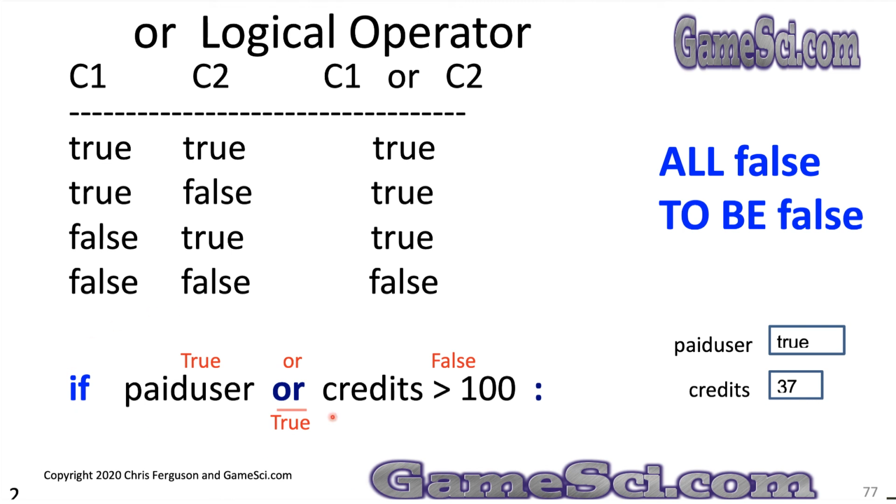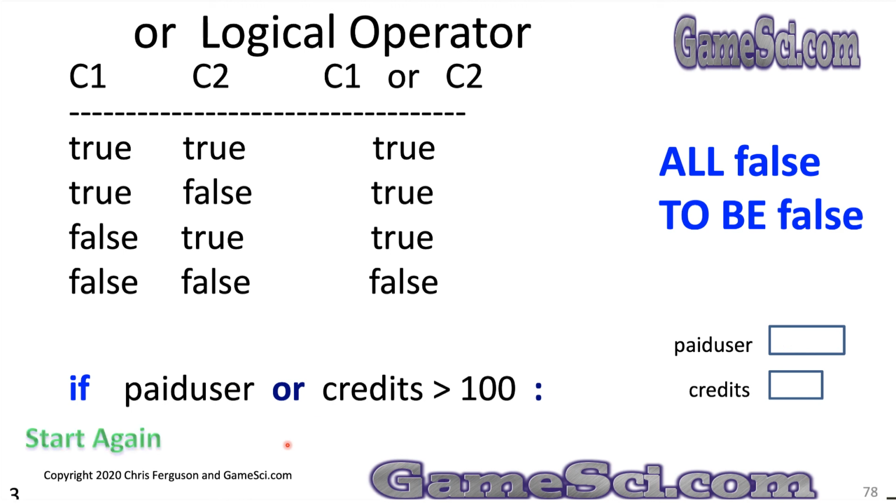Also notice the order in which I evaluated these expressions. I figured out whether paid user was true or false. Then I skipped over the OR and figured out credits greater than 100 is false. The rules of precedence say execute the relational operators before you do the logical operators. So both sides of the OR have to evaluate first, then I OR them together to get the overall result, which in this case is true.